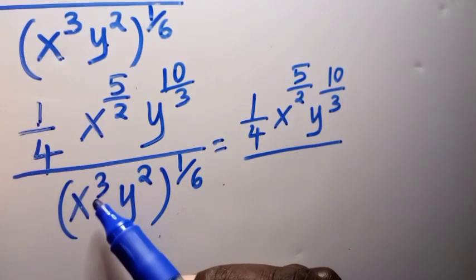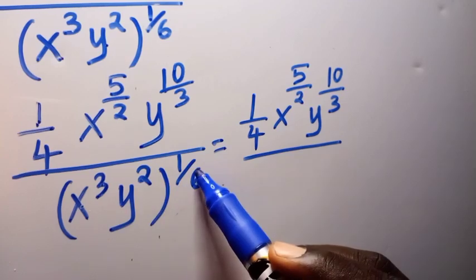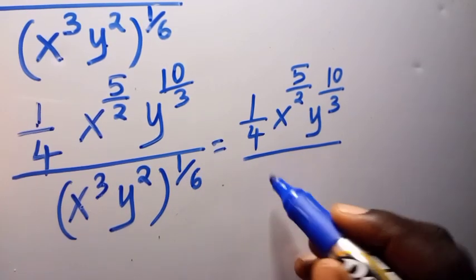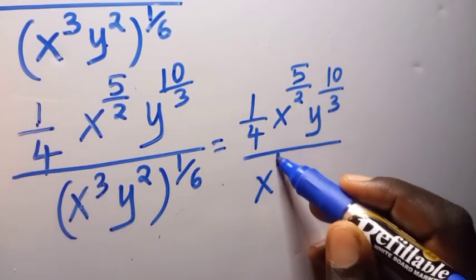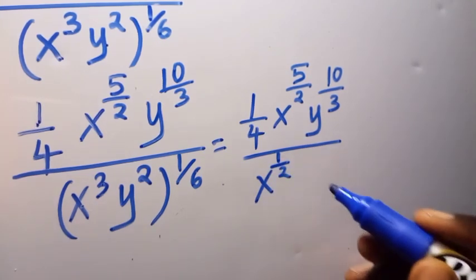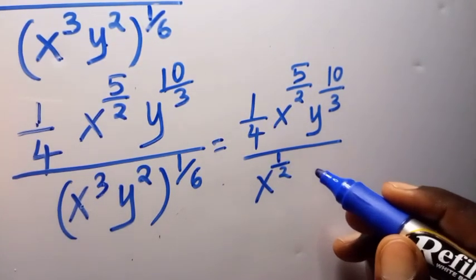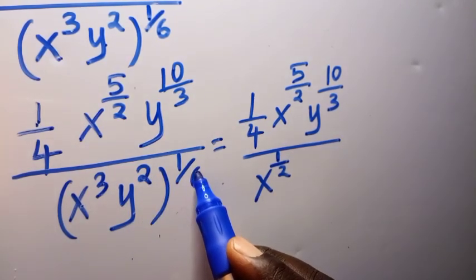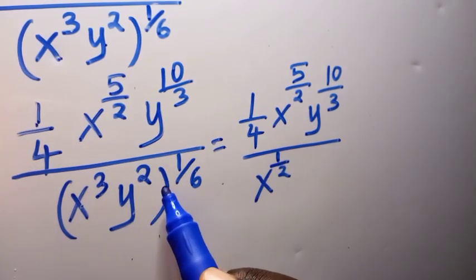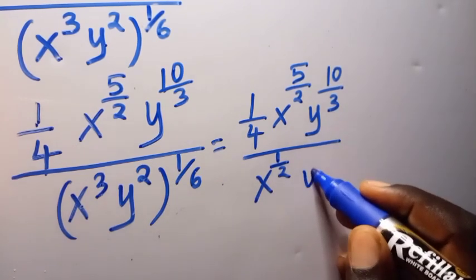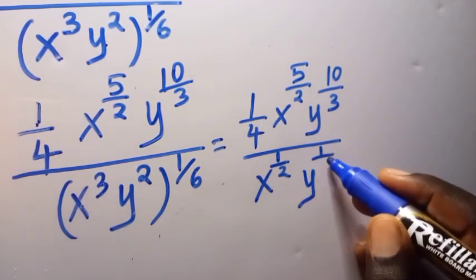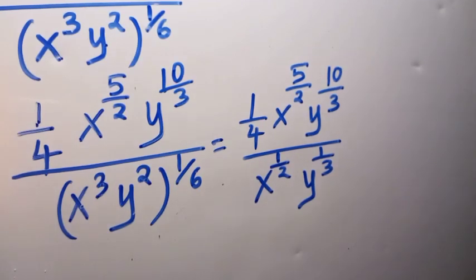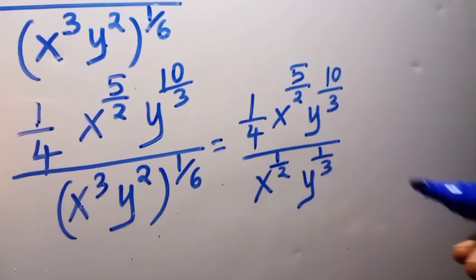Not raised to 1 over 6, but x raised to 3 times 6, which is just x raised to a half. That is, you simplify the powers. Now, then this is y raised to 2 times 1 over 6. Now, this is y raised to a third, because if you simplify the powers, then you have y raised to a third. Now, from this point, let us proceed to simplify.